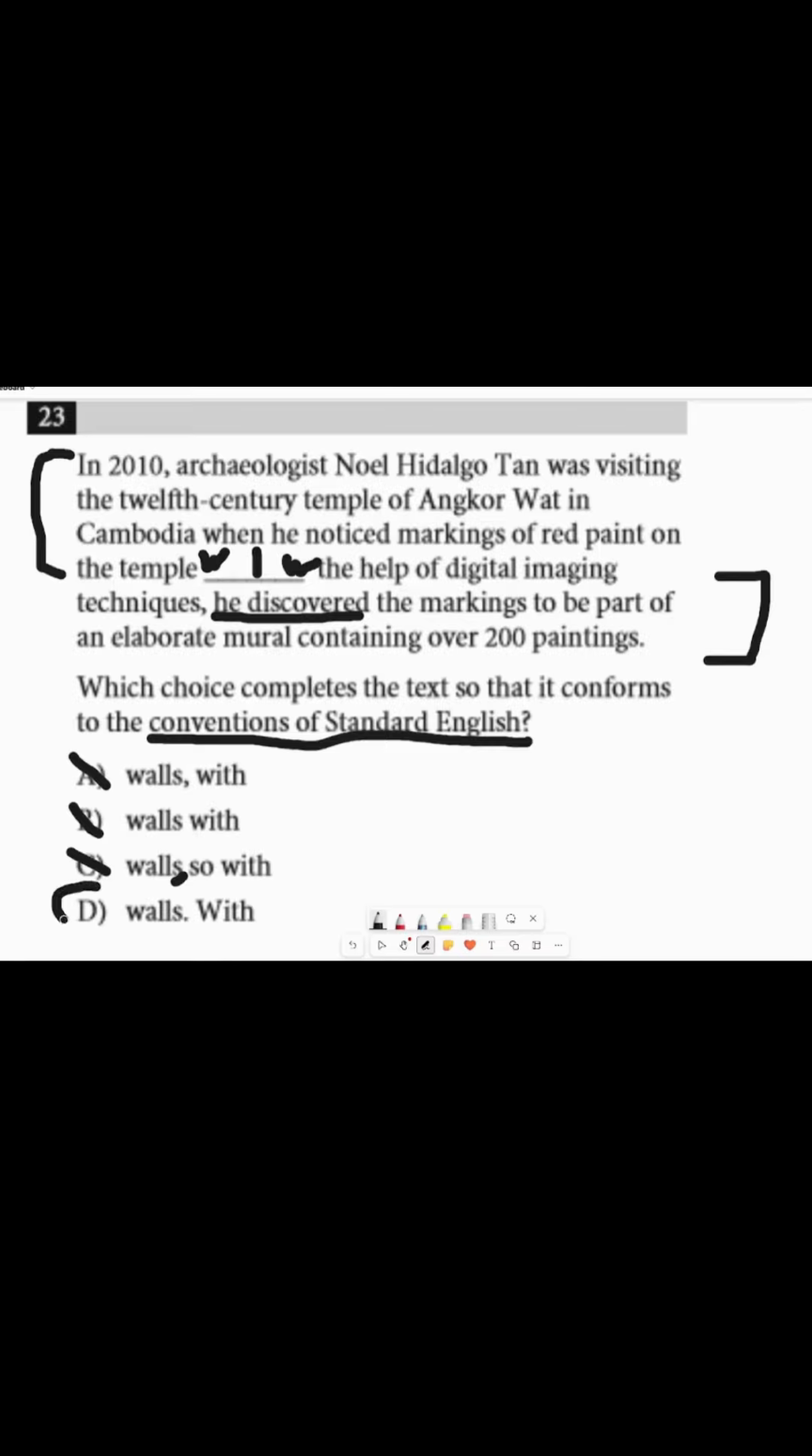This leaves us with answer choice D. Now, why is the answer choice D? It's because it's basically the most simple way to separate two independent clauses, which is just a period, because we have one standalone sentence and another standalone sentence, which is why it leads to answer choice D.